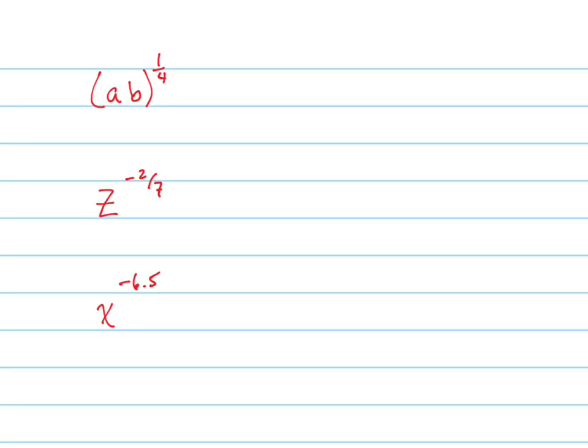So they want us to write each of these in radical form. Radical form means don't write them as rational exponents or decimal exponents. Write them with radical square roots or cube roots or eighth roots or whatever. So for this one, this is just 1 to the 1/4 power, which just means the 4th root of a and b.